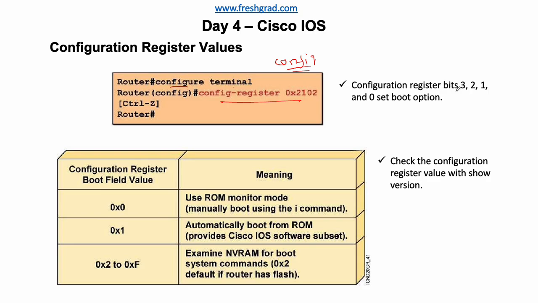So configuration register bits 3, 2, 1 and 0 set the boot option. 0-0 means use ROM monitor mode. 0-1 automatically boots from ROM. 0-2 to 0-F means examine the NVRAM for boot system commands. It's very important to know this stuff, but you don't have to memorize it. If you forget it, it's okay. I never recall being asked this question, what is the configuration register value, even of a fresher.